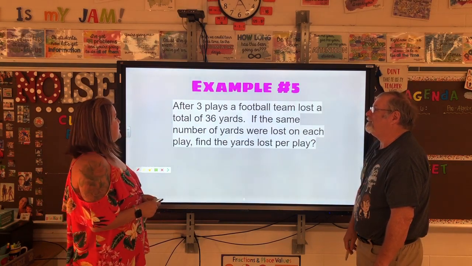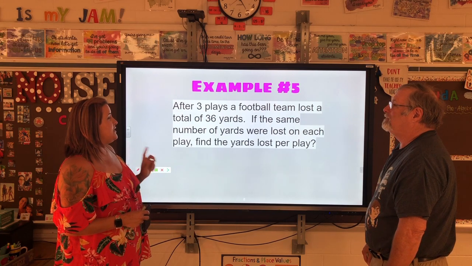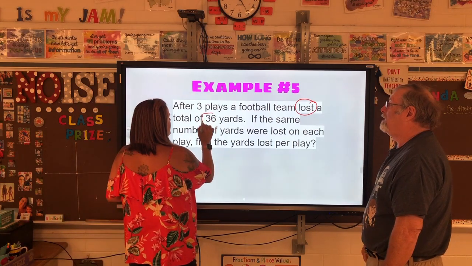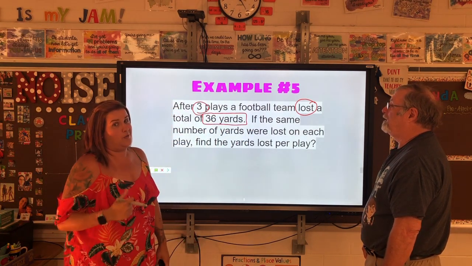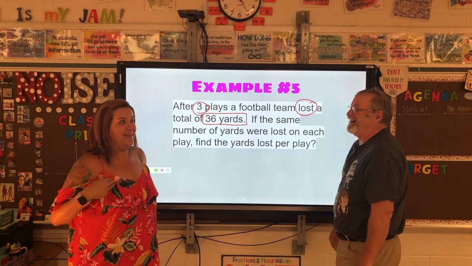So, after 3 plays, a football team lost a total of 36 yards. So lost makes it negative 36 yards, and they did it in 3 plays, but lost means they're going backwards. They're going negative. I don't know much about football, but I think that's a bad football team.